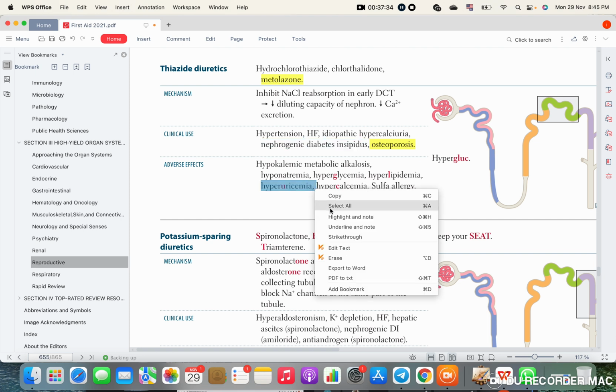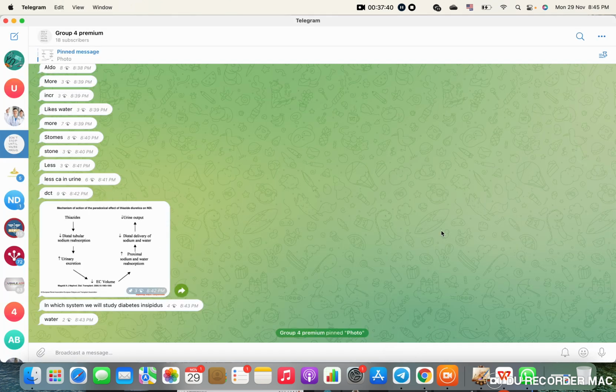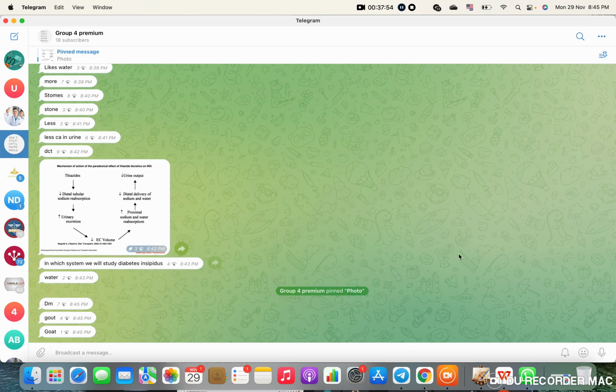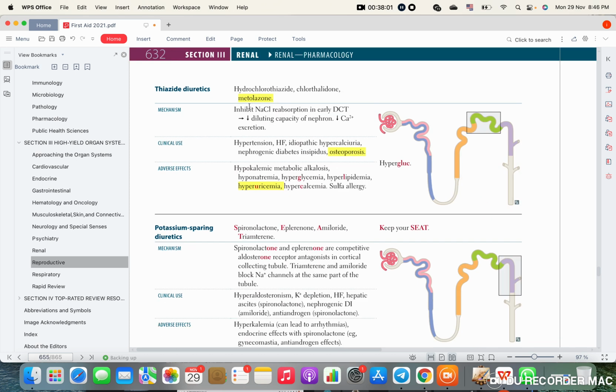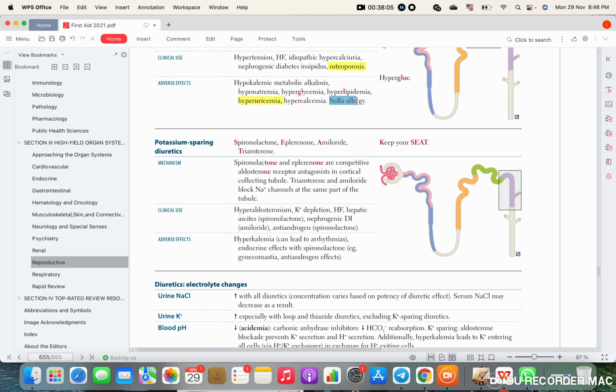So it's contraindicated in which disease because of the hyperuricemia? Can someone tell me? Which disease? Hyperuricemia, I said. Hyperuricemia is increased uric acid. Yeah? Gout. Yes, gout. Good. So, yeah, that's in case of thiazide. Thiazides are not that bad. Next one, yeah, again, sulfa allergy.